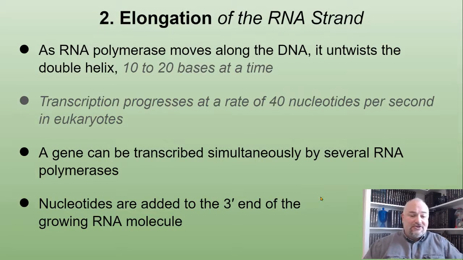Now, a gene can be transcribed simultaneously by several RNA polymerases. So if this is my DNA here, I could be transcribing here, here, and here, all at the same time, transcribing 3 different parts of that RNA that we're going to make. And then they can be connected later. Okay. And like I said before, nucleotides are added to the 3' end of the growing RNA molecule.